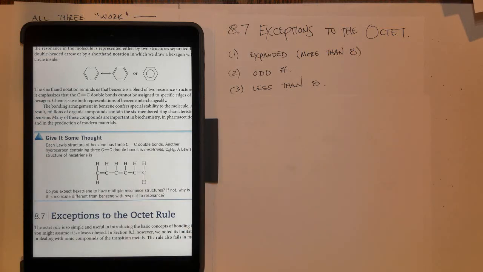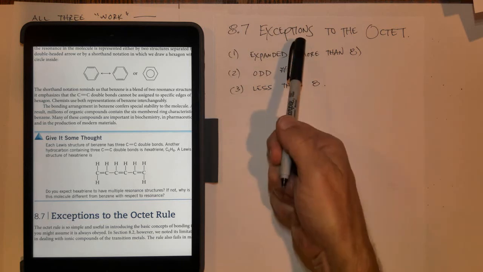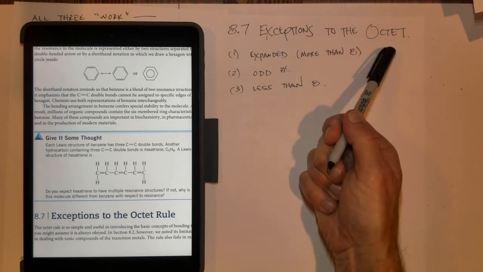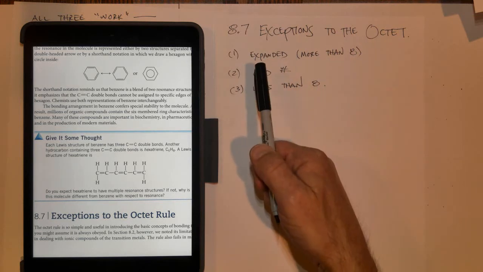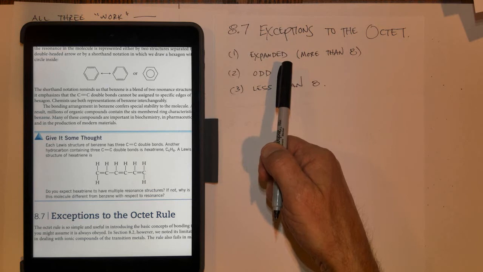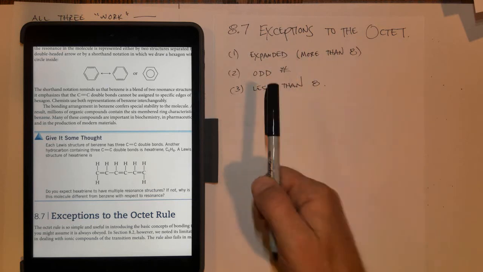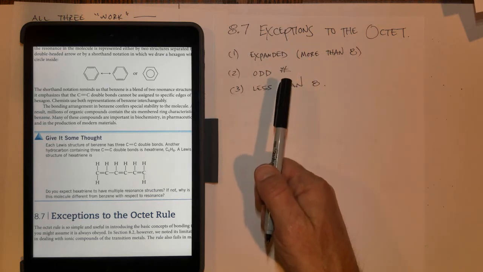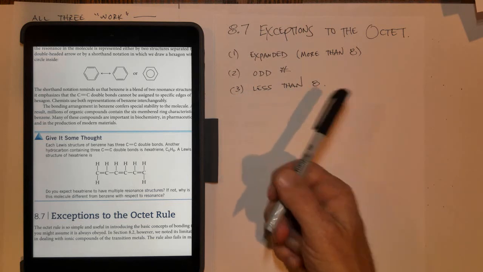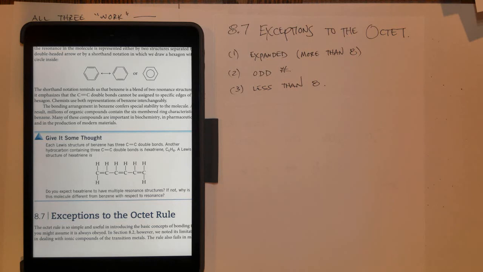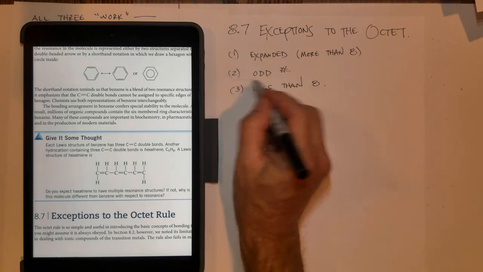So in this last part about Lewis electron dot structures, we're going to talk about exceptions to the octet rule. There are three types of exceptions. First of all, there are ones with an expanded octet, more than 8 electrons. There are a few with odd electrons, and then there are very few that have less than 8 electrons. We're going to look at them in an odd order since all of these are fairly odd. We're going to look at number 2 first.